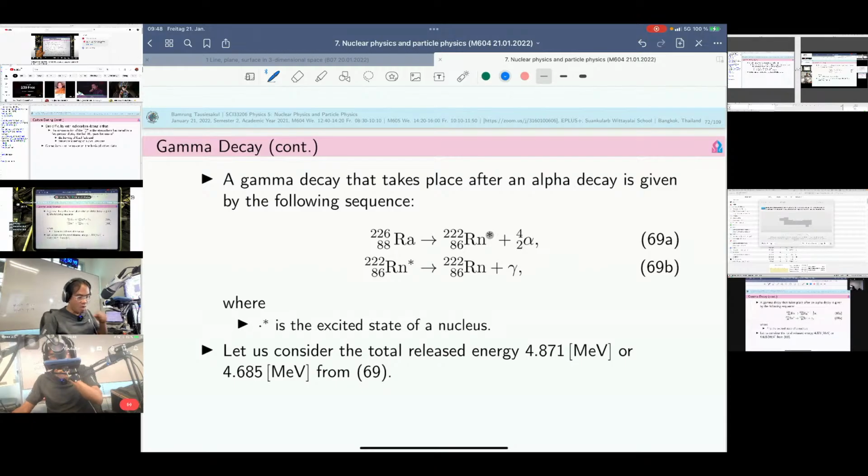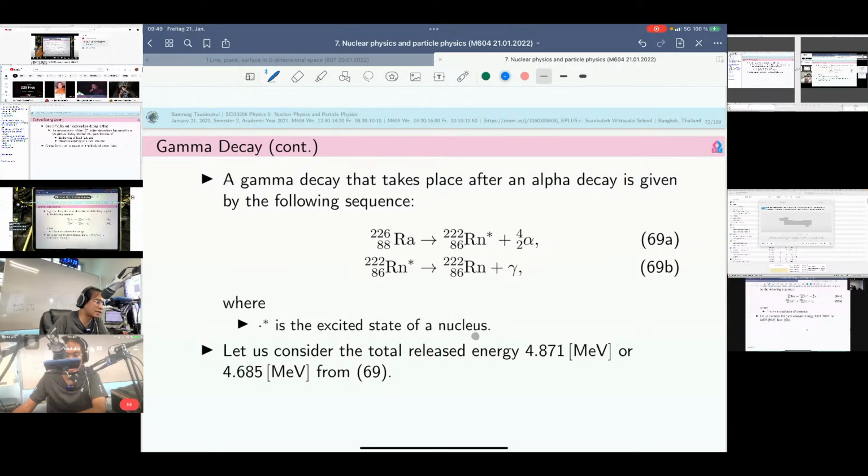It means that the nucleus still stays in the excited state. There is some vibration of the protons and neutrons inside the nucleus. In order for the radon nucleus to become stable, the nucleus of the radon will release a gamma ray, or a photon with high energy. The star represents the excited state of the nucleus.